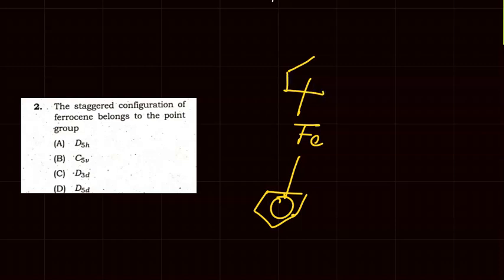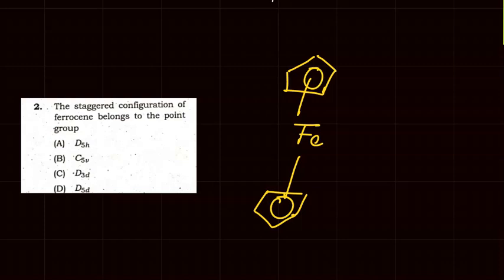Okay, so now staggered ferrocene. Right? So we know that ferrocene has iron, and we will have it in this way. We are talking about the staggered conformation, right? So it will be just opposite. The two rings will be opposite to each other. It will be in staggered conformation.